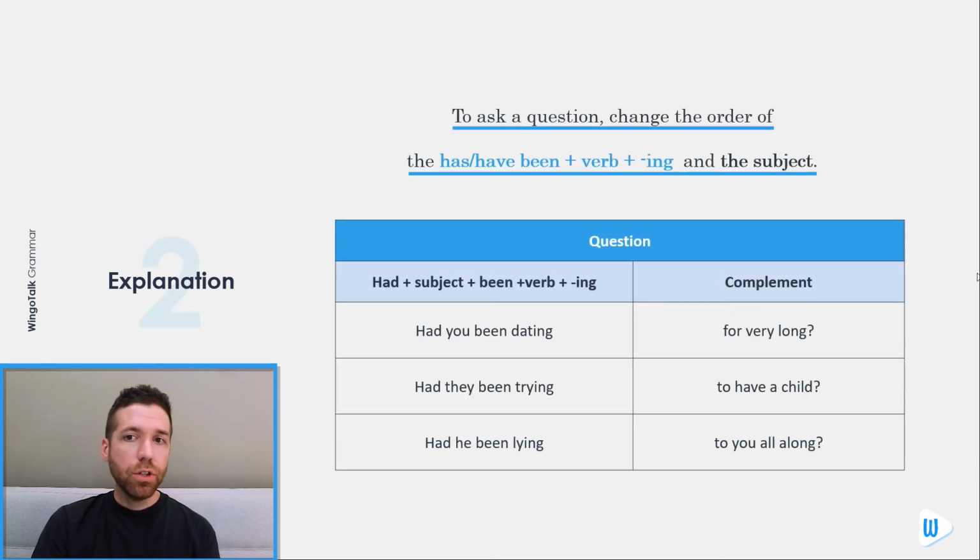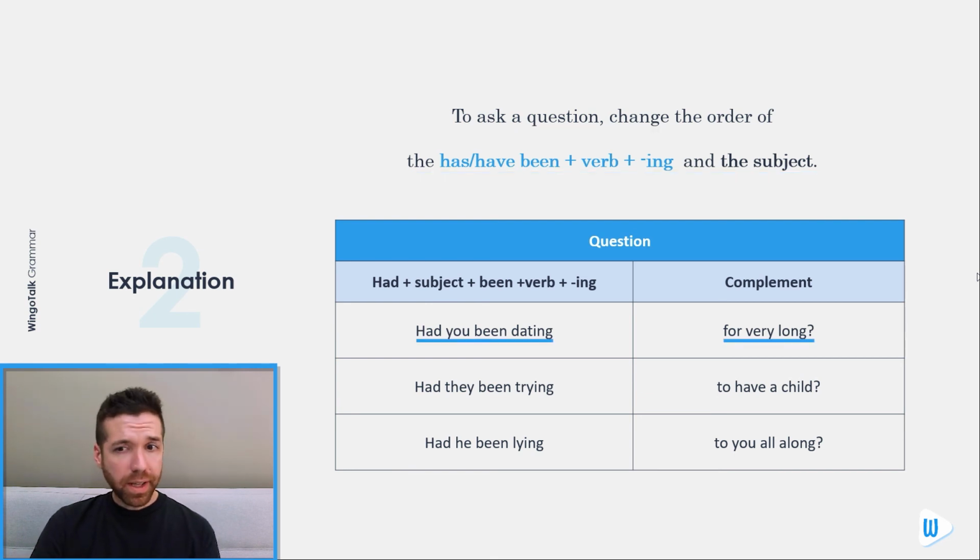To ask a question, change the order of had, been, verb and ing, and the subject. Had you been dating for very long? Had they been trying to have a child? Had he been lying to you all along?